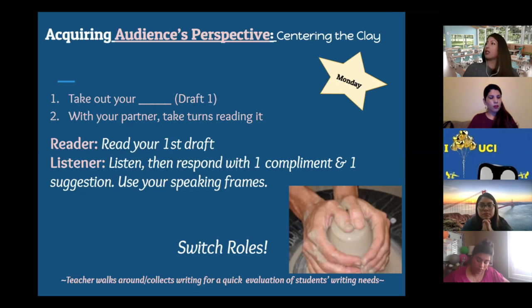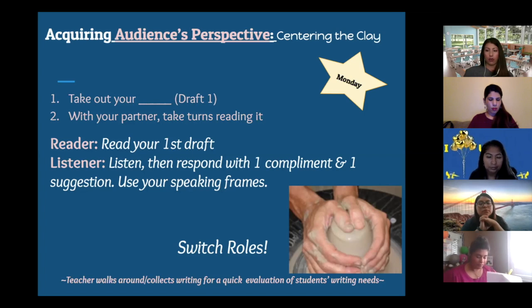Okay, so this is Monday that we're looking at right here on the screen. You're going to take that first draft, their first final draft, and then they're going to switch with a partner, and they're going to take turns reading each other's draft. They're going to be listening to the story or the informational piece, and they're going to listen for sharing one compliment about that partner's writing, and then one suggestion for that partner's writing.